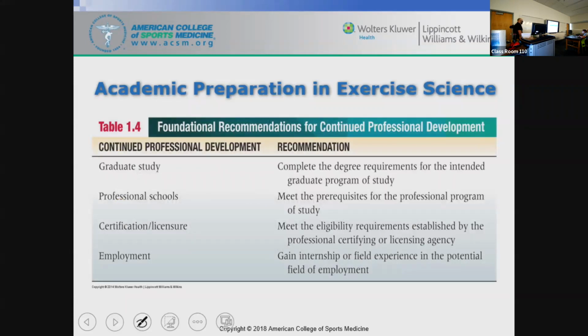Just a basic overview of some of the steps, some of the levels you can have. Graduate study, completing a degree requirement intended for a graduate program, so post-undergraduate. There are professional schools, and this is why I have this up here, the difference between a graduate program and professional schools. There's not much of a difference, but there is a subtle difference.